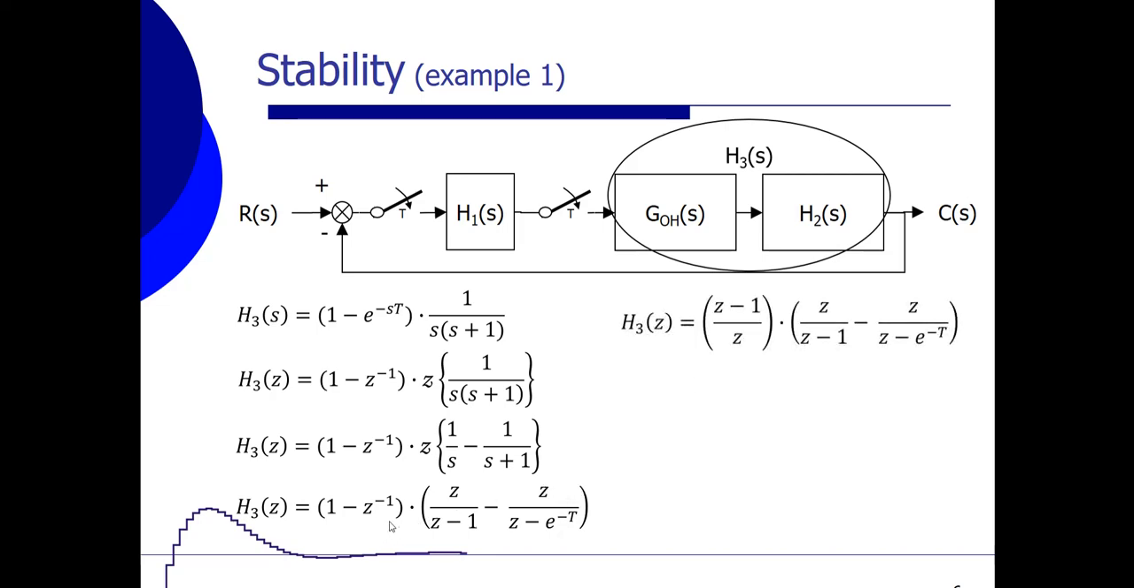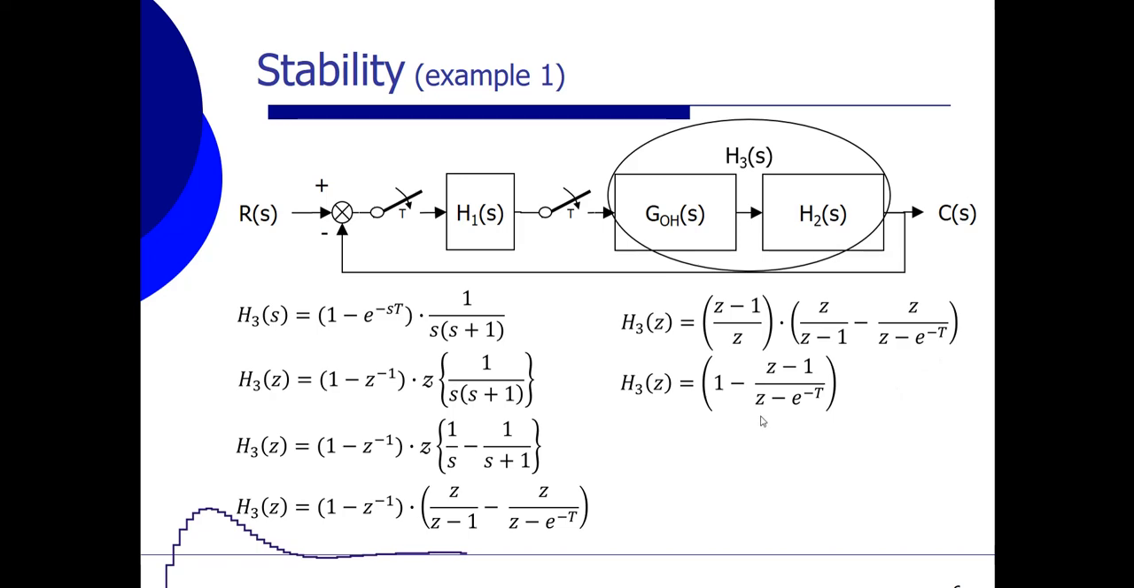When we work that out, the best thing to do is get rid of that z to the power minus 1, so we can write it as z minus 1 over z. You can see it: z over z is that 1 over here, and 1 over z is equal to z to the power minus 1. Now we can multiply this part by that part, and this part by that part. This by that yields 1, and this part by that part is z to the power minus 1 divided by z minus e to the power minus T.